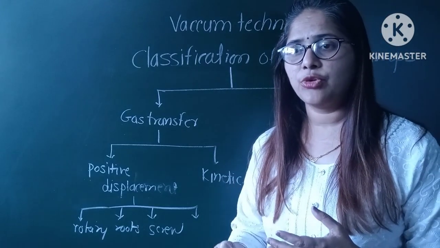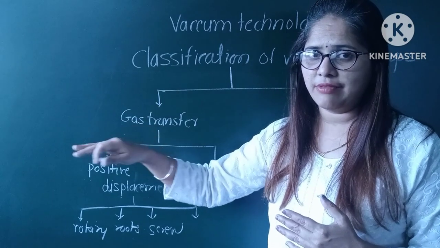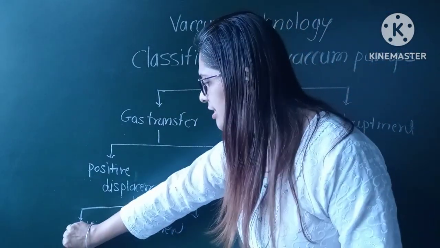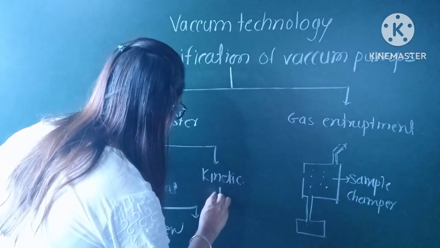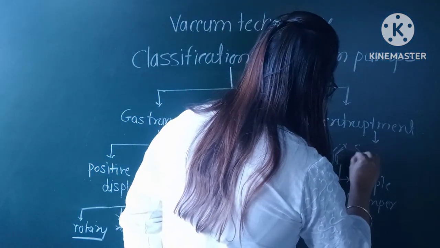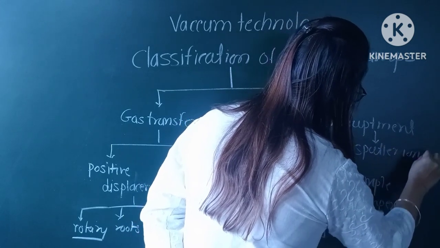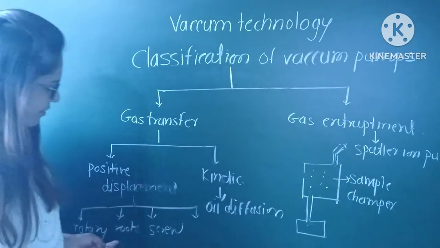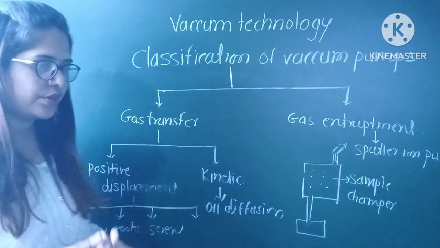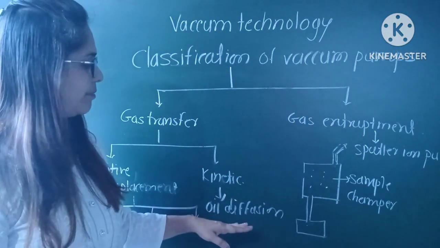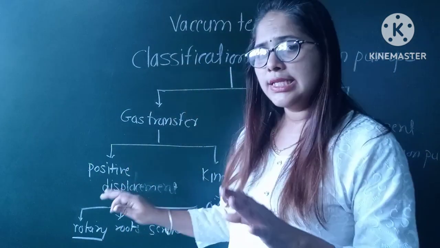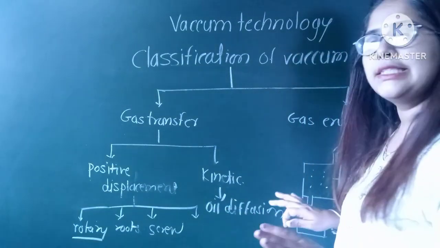As I already said, vacuum can have different ranges, like low vacuum, medium vacuum, high vacuum, ultra high vacuum or very high vacuum. Now for low or medium vacuum, we use the rotary vane pump. Then among kinetic pumps, we are going to see the oil diffusion pump. And in gas entrapment, we are going to see the sputter ion pump. One example of each type we are going to see. The rotary vane pump is used to get a low or medium vacuum, the oil diffusion pump can be used to get high vacuum, and for ultra high vacuum we have to use the sputter ion pump. So we are going to study in detail one example of each type of vacuum pump.